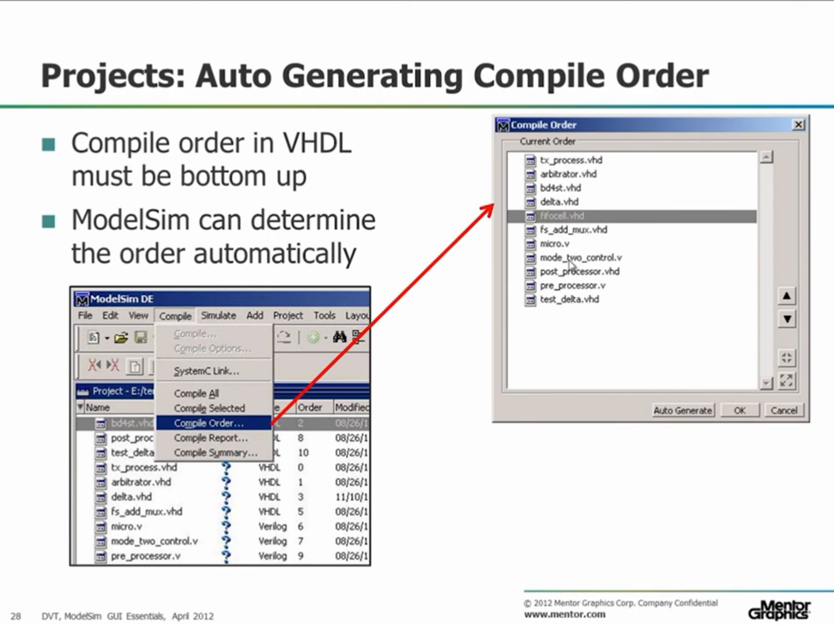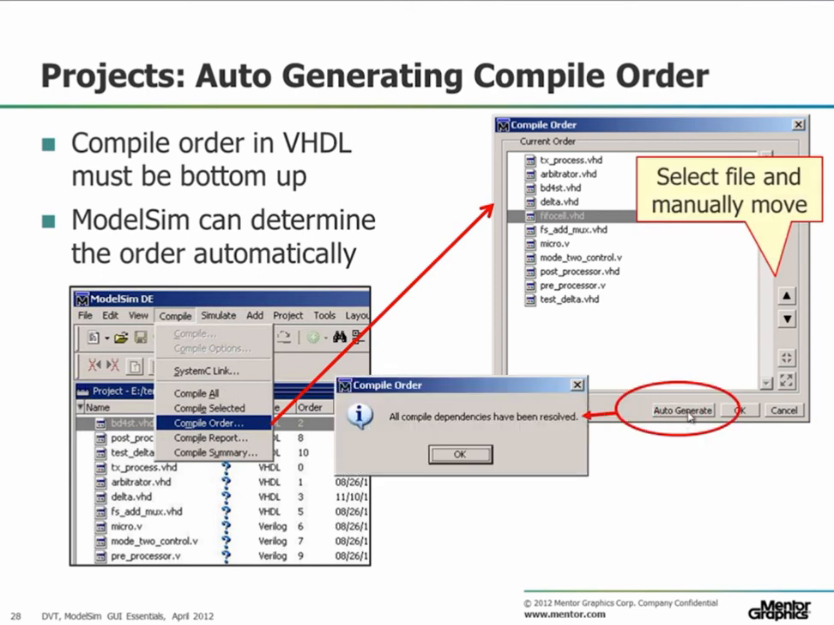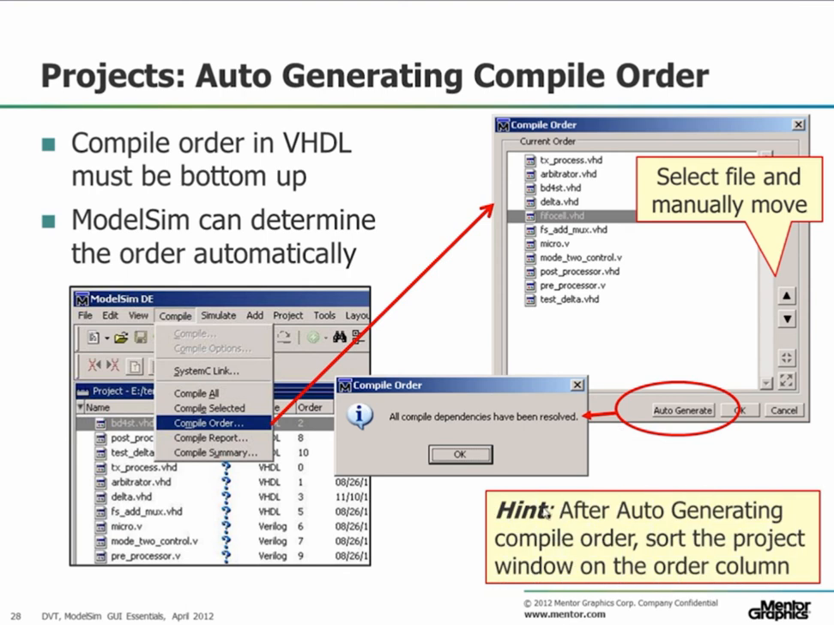If I know that, I can come in here to the compile order and select these things and drag them around, or I can select them and use the up and down buttons to order things. Or I can hit this auto generate button and it will analyze all the source code, figure out all the dependencies and order the code automatically so that I don't have to do that. And that works 99% of the time.